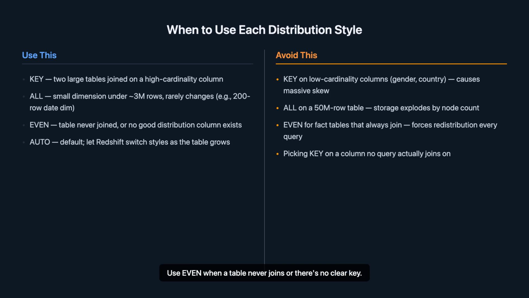Use EVEN when a table never joins or there's no clear key. And use AUTO when the question gives you no clear pattern, because that's the Amazon Web Services recommended default. On the right, the traps.